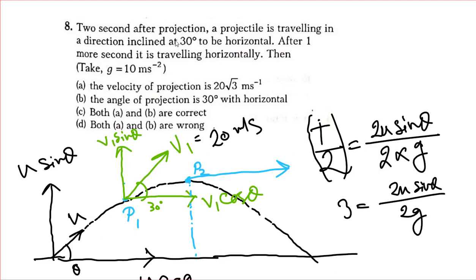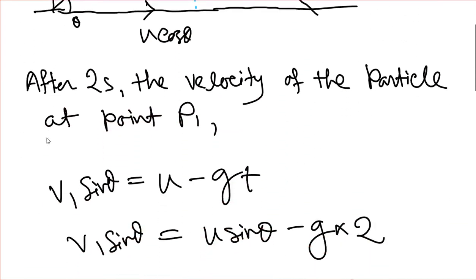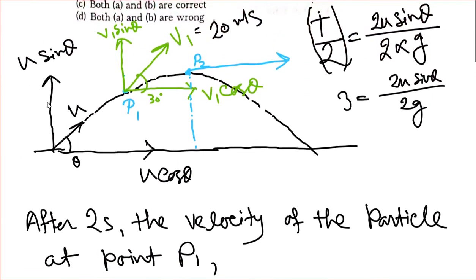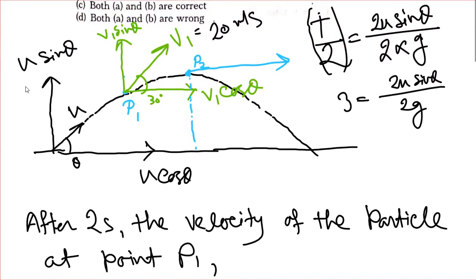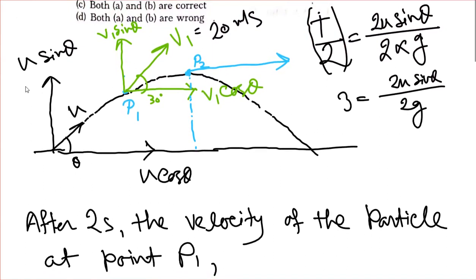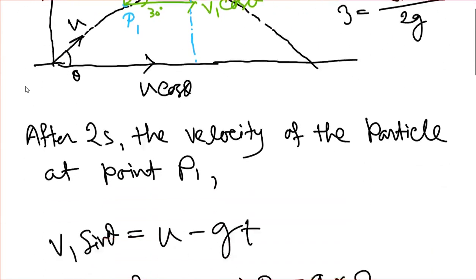सो अब हम लोग को क्वेश्चन में पूछा गया है द वेलोसिटी ऑफ प्रोजेक्शन, मतलब प्रोजेक्शन का वेलोसिटी कितना होगा, नॉट द वेलोसिटी ऑफ एट पॉइंट p1. ओके, सो हम लोग को अभी फाइंड आउट किया जो वेलोसिटी एट पॉइंट p1 दैट इज 20 मीटर पर सेकेंड. लेकिन क्वेश्चन में दिया गया है मैच करने के लिए जे इज द वेलोसिटी ऑफ प्रोजेक्शन इज 20√3 मीटर पर सेकेंड. तो अब हम लोग को देखना पड़ेगा दैट व्हाट इज द वैल्यू ऑफ u. ओके, so now we have to do that.